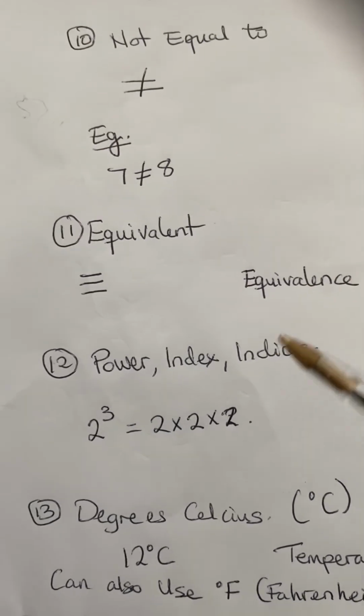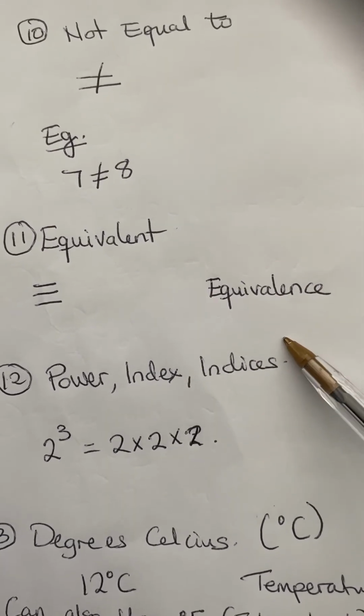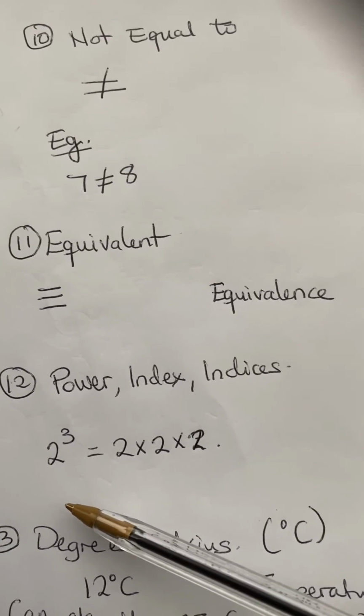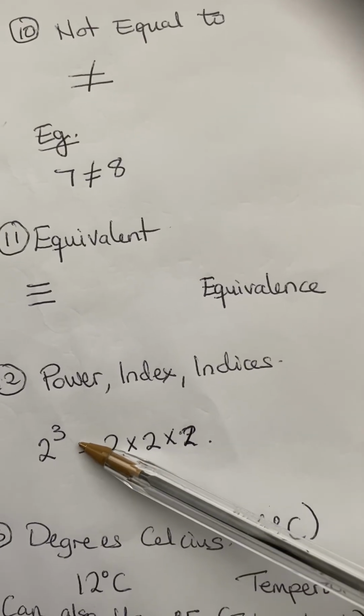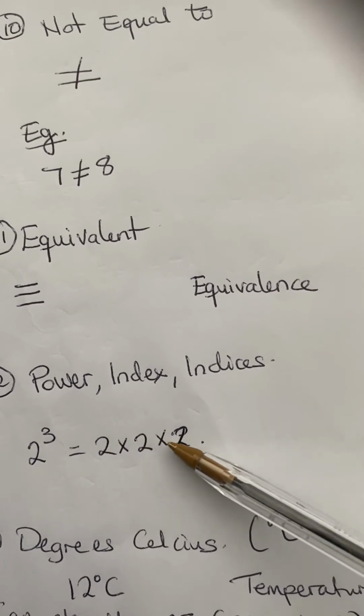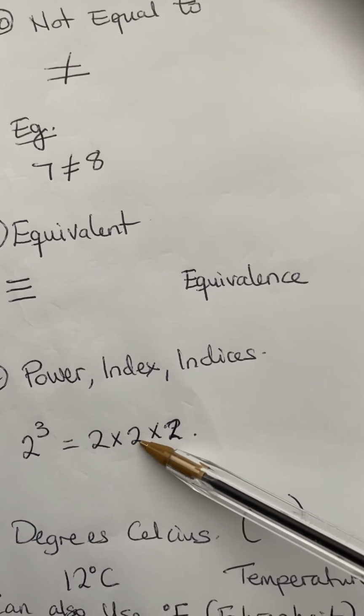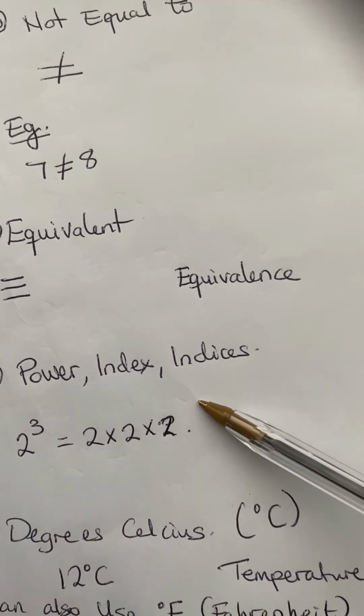12 here is power, index, and indices. So 2 to the power 3 is the same as 2 times 2 times 2, which is 2 times 2, 4, times 2 is 8.